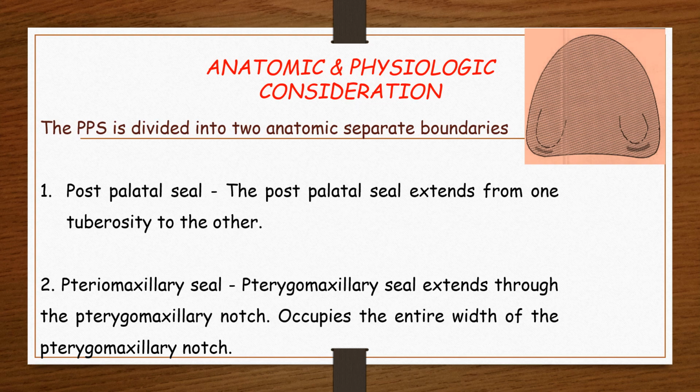Now let us understand the structure of the posterior palatal seal, that is anatomic and physiologic structures. So it is basically divided into two separate boundaries. One is the post-palatal seal, that is it extends from one tuberosity to the other tuberosity, and the next is pterygomaxillary seal that extends with the entire width of the pterygomaxillary notch. This is your pterygomaxillary seal, right and left side, and the post-palatal seal that extends from one tuberosity to the other tuberosity this way.